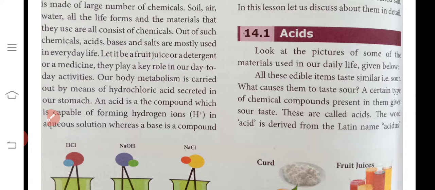Next, an acid is a compound which is capable of forming hydrogen ions. Acids form H+ ions in aqueous solution, that is, when acids are dissolved in water they give H+ ions. If a compound does not give H+ ions, it means it is a base compound.